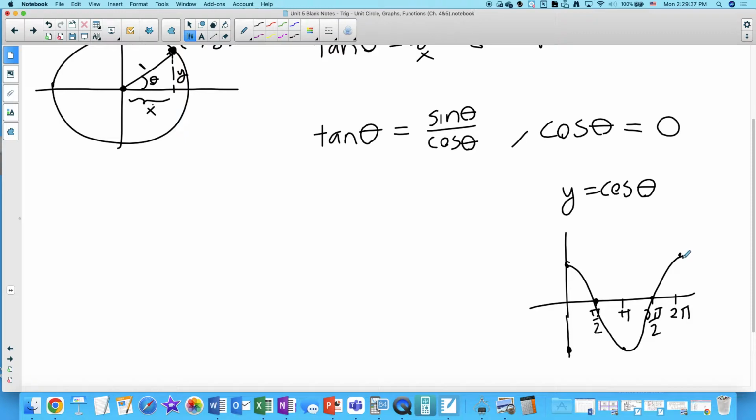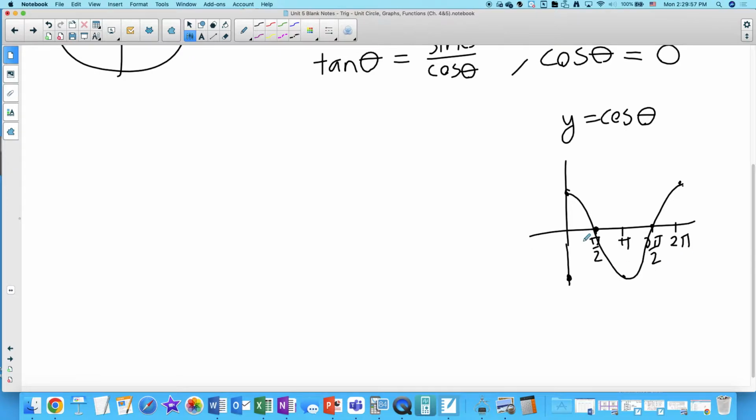So if that's the cosine function, where am I going to have some problems on my tangent function? When cosine equals 0. So where does that happen? Pi over 2, 3 pi over 2. The next one would be 5 pi over 2. So it starts at pi over 2, and then you add multiples of pi. So cosine theta equals 0 for theta equals pi over 2 plus or minus multiples of pi.